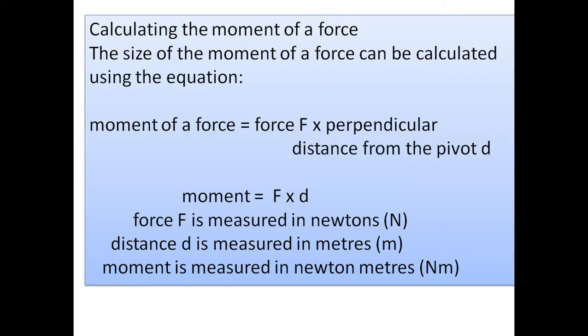How do you calculate? As I explained earlier, calculate the moment of a force. The size of the moment of a force can be calculated using the equation: moment of a force equals force times perpendicular distance from the pivot. As I explained, we can use the letter D. Moment equals F into D. Force is measured in newtons. Distance D is measured in meters. So, the moment is measured in Newton meters. Capital N, simple m, Newton meters.